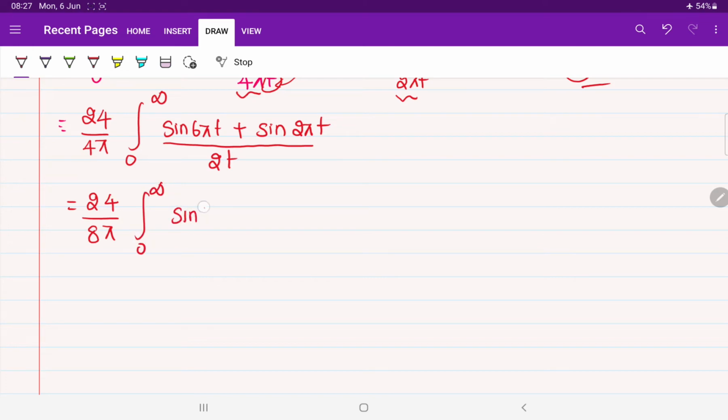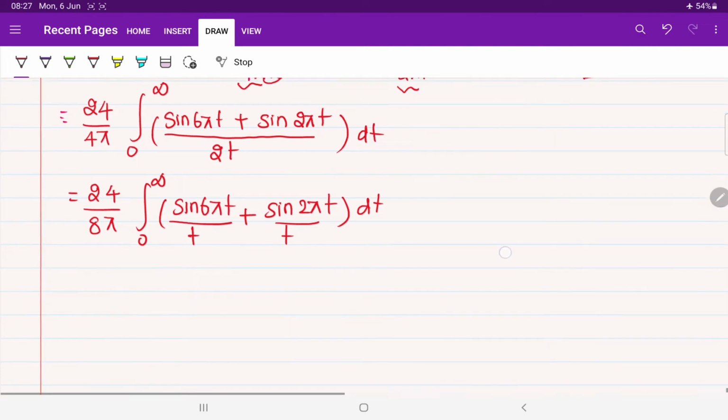Can I write like this? Sin 6 pi t upon t plus sin 2 pi t upon t. I left one more part here, that is dt. So this can be further written as, yes, overall limit is going to be dt. Now directly we are going to write the answer here.